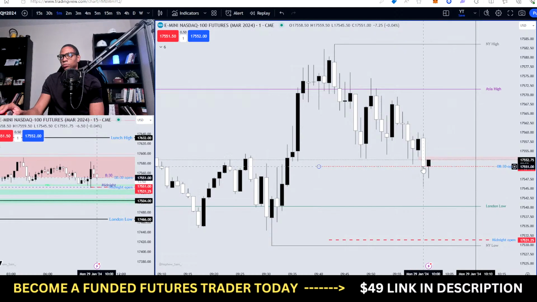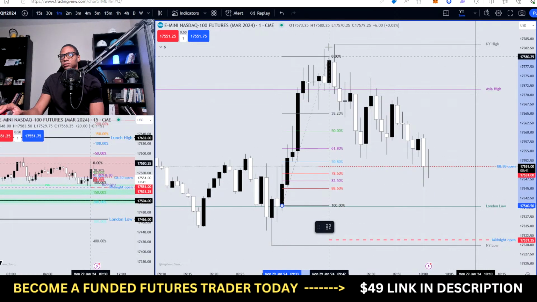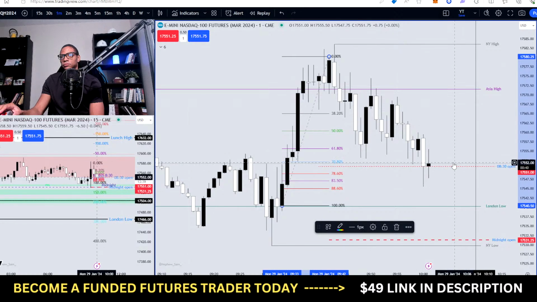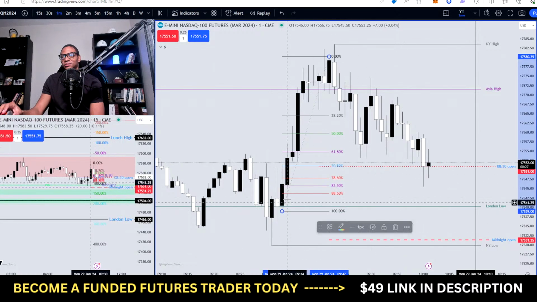All right, so the candle body sat right on the 830, traded below, but the body stayed above. Let's get that measurement once again. 78%, 83.5%. Okay, what a retracement. So if I extend to the wick, then it's exactly 83.5%.